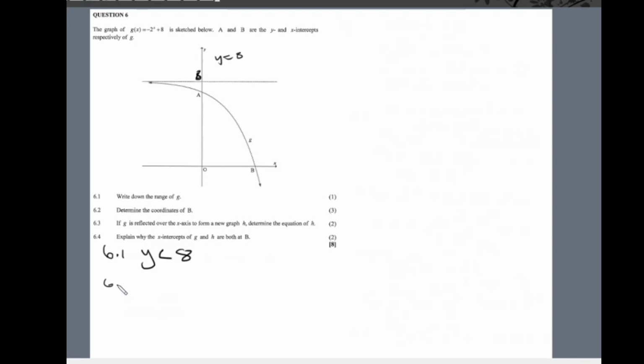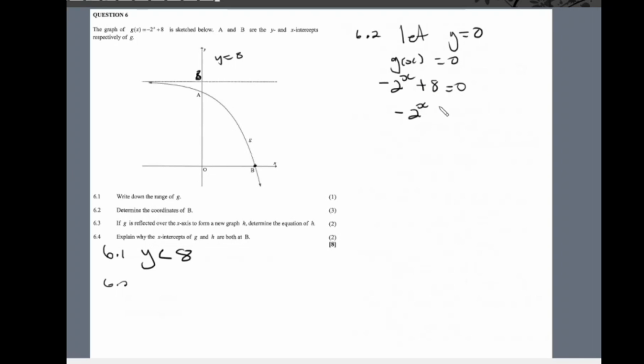And then 6.2, let me write 6.2 there. They want us to determine the coordinates of P. Right, so to determine the coordinates of P, we notice that P is the x-intercept of the graph of G. So meaning we have to let y be 0. Meaning g of x needs to be 0 in order for us to calculate the coordinates of P. So this means minus 2^x plus 8 needs to be 0. And then now we just solve for x.